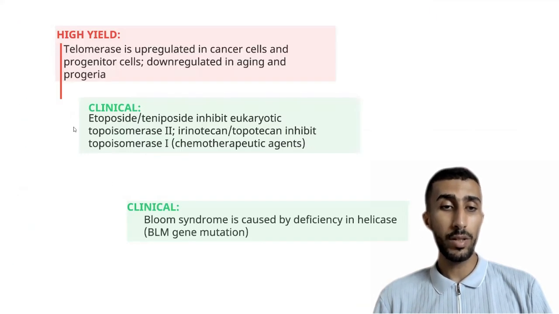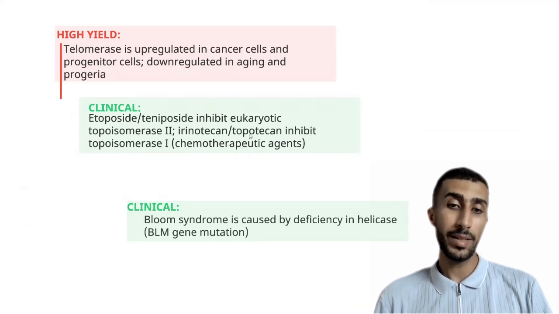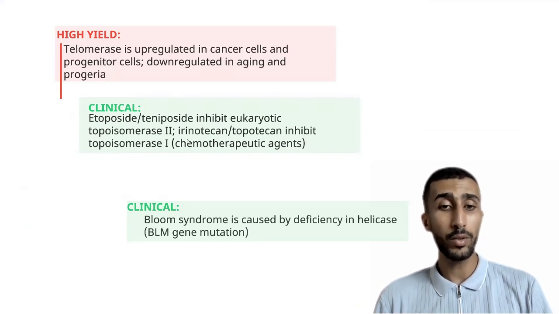So this is an essential enzyme for replication. If we inhibit it, we halt cell progression. This is equivalent to being a chemotherapeutic agent. The hallmark of a chemotherapeutic agent is halting cell progression and stopping division. So if we inhibit topoisomerase 2 with etoposide or teniposide, or inhibit topoisomerase 1 with irinotecan or topotecan, this is the way for a chemotherapeutic agent to do its job.